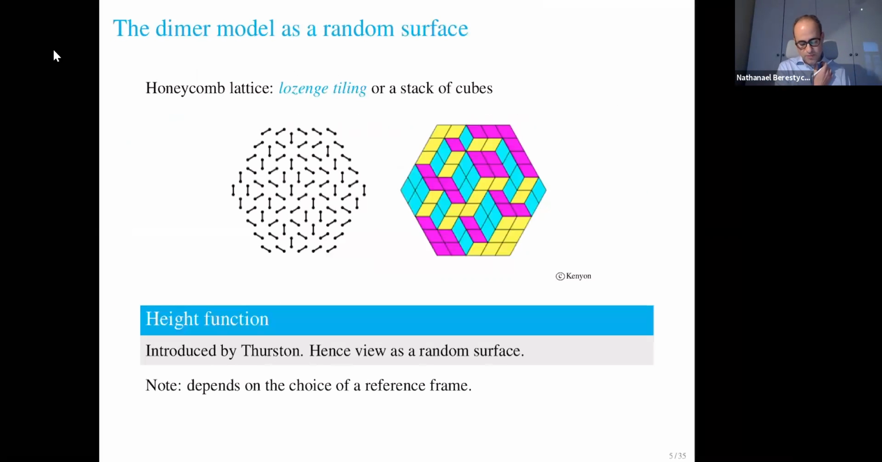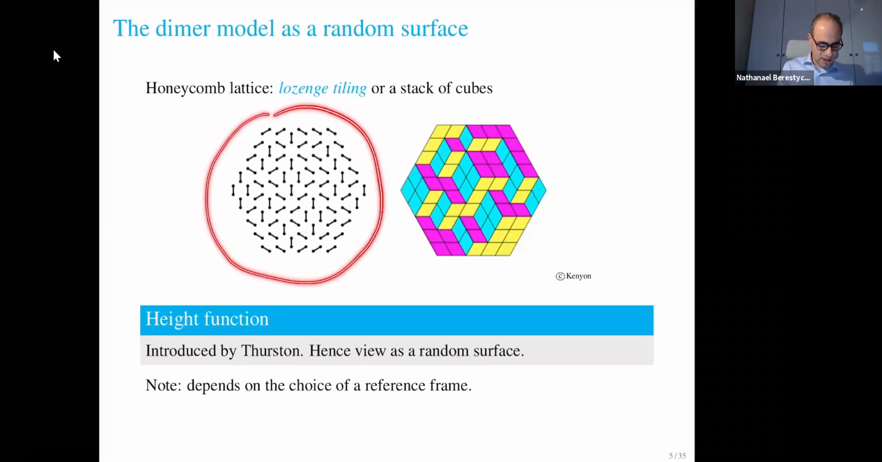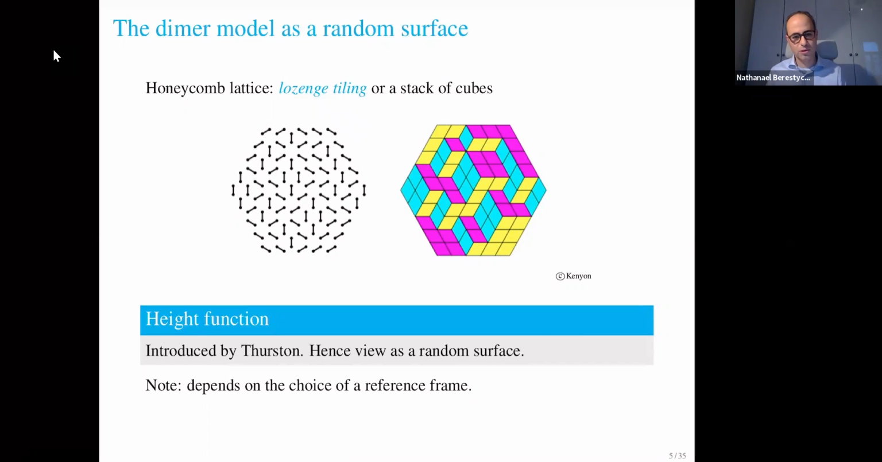There is a fundamental tool for the Dimer model, a fundamental idea, which goes back to Thurston, and that's the idea of a height function. I'll explain what that is more precisely in a second, but at least in one particular case, this definition of height function is very visual, and I wanted to show this picture. So this is the case where you study a Dimer covering on a piece of the hexagonal lattice, the honeycomb lattice.